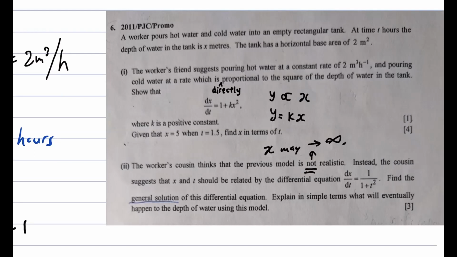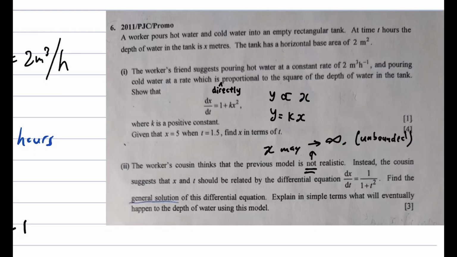Instead, the cousin suggests that x and t should be related by the differential equation dx by dt equals 1 over 1 plus t squared. Find the general solution of this differential equation. That's the first part. Then explain in simple terms what will eventually happen to the depth of water using this model. Just now, this one is what we call unbounded. It just goes on forever to infinity.